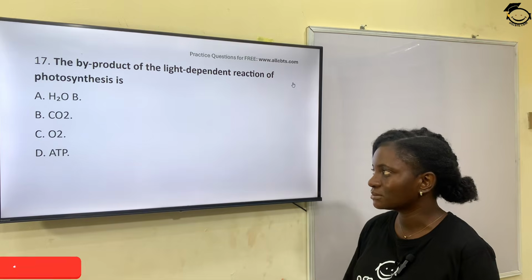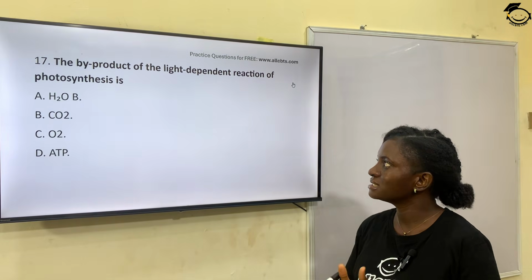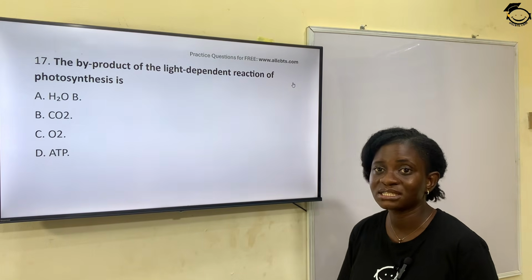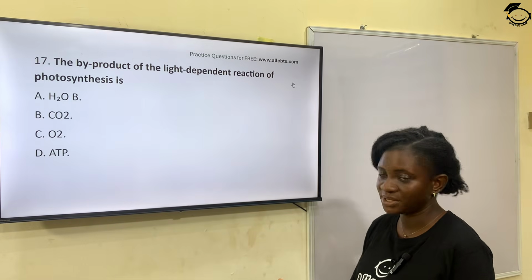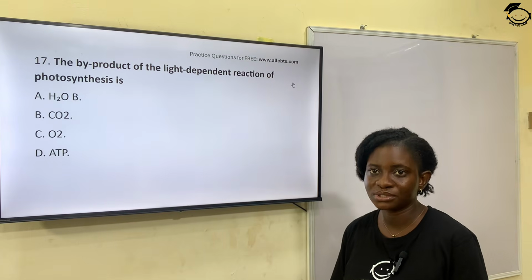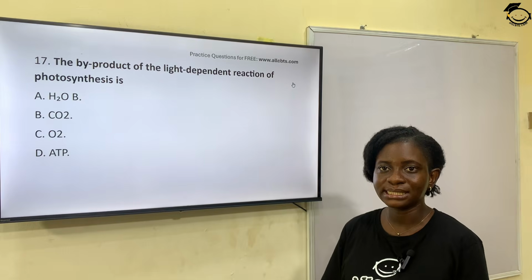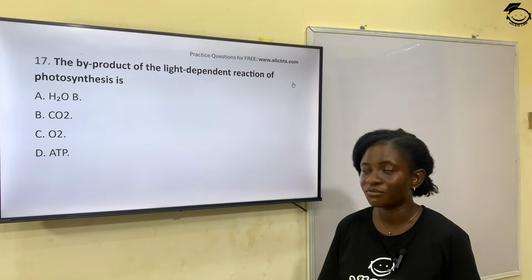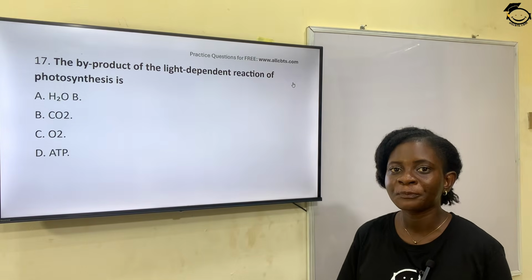Like just a side product. So the byproduct of the light-dependent reaction of photosynthesis is oxygen. After the splitting of water, oxygen is generated. So oxygen is a byproduct. It's not the major product like ATP energy, but oxygen is a byproduct of the light-dependent reaction of photosynthesis. Option C is the correct answer.